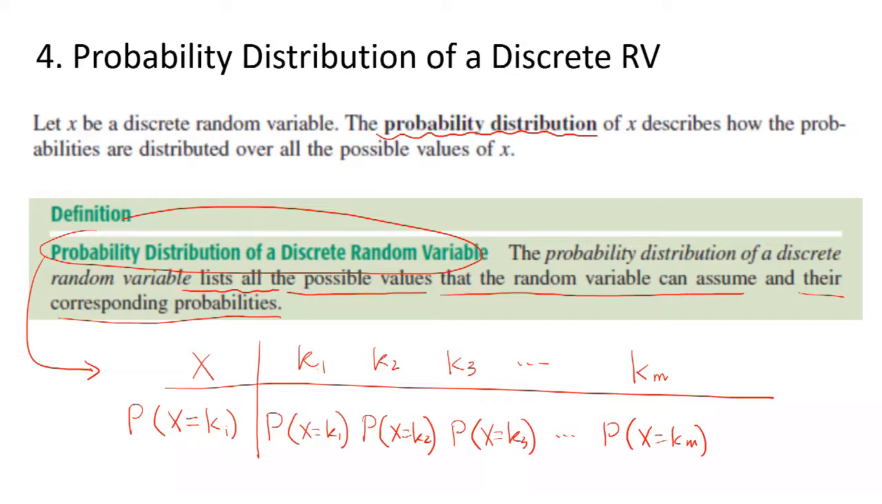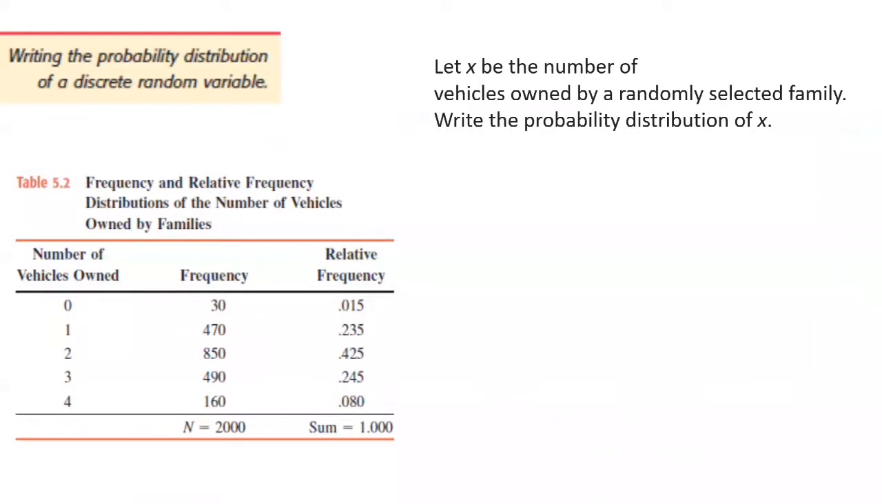Okay, this is very important. Remember the concept of probability distributions of a discrete random variable. Okay, let's see a concrete example. On the left-hand side, there is a frequency and relative frequency distribution of the number of vehicles owned by a family. This is abstracted from our previous example. And on the right-hand side, there is a question. Let X be the number of vehicles owned by a randomly selected family. Write the probability distribution of X.